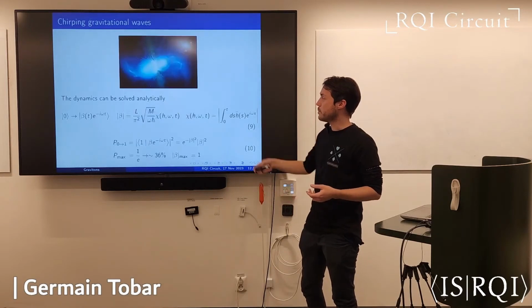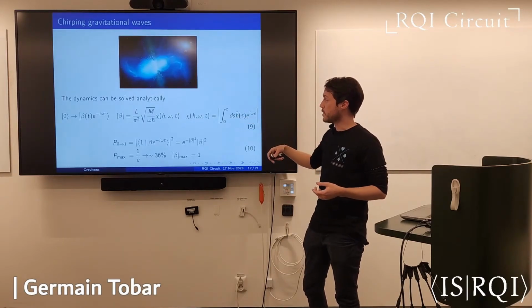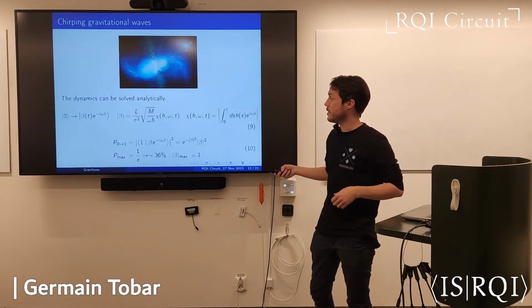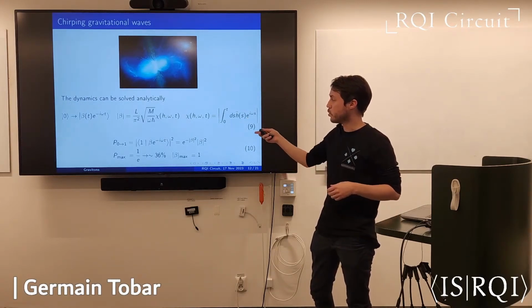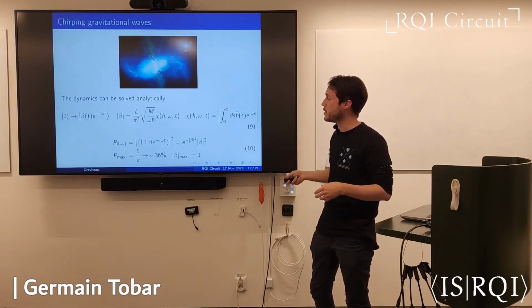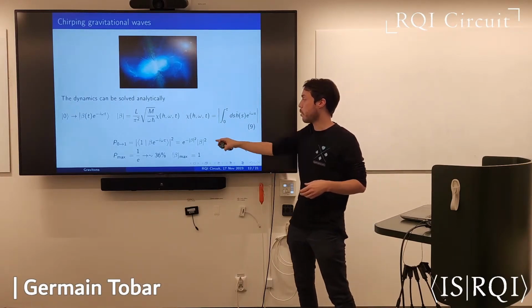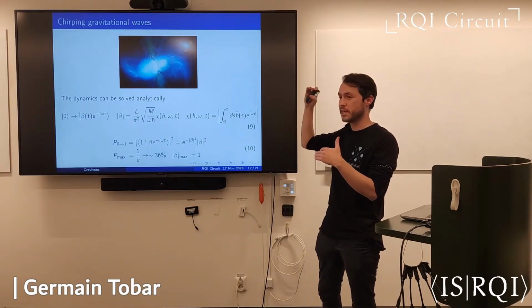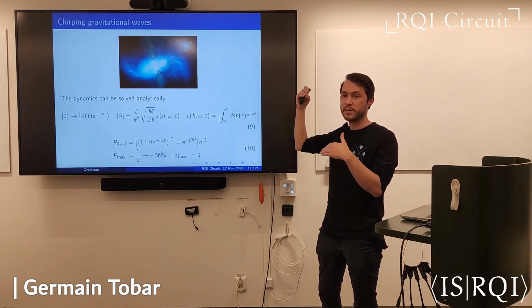And so what we did is we solved the dynamics and calculated the parameters that would optimize the absorption probability for a single graviton. Because in principle, the gravitational wave can excite higher energy levels in the mechanical resonator: the n equals 2, the n equals 3, the n equals 4 Fock state.